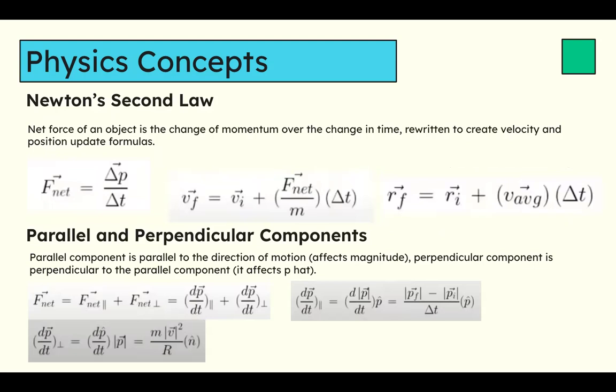So the first is Newton's second law, which we've been using in past labs. This is once again using the change of momentum with the change in time, and we've rewritten this to create the velocity update formula and the position update formula, which we use in the code later.